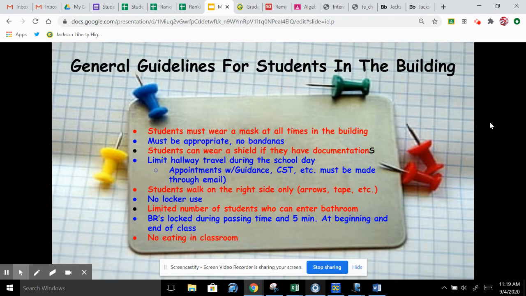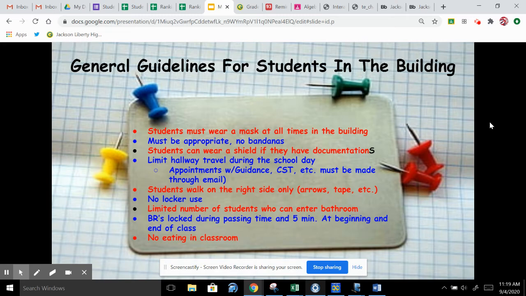All right, so here's the new stuff, guys. Here are the guidelines for the students in the building. There's a lot of new things in here. All right, you have to wear a mask at all times, as do I. Okay, they must be appropriate, no bandanas. Students can wear a shield if they have documentation.